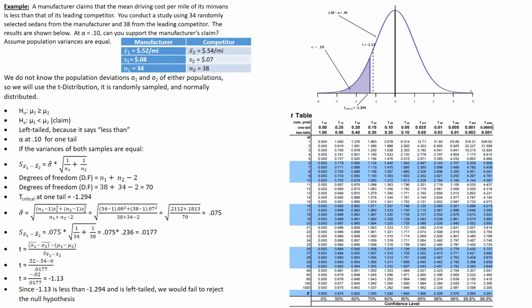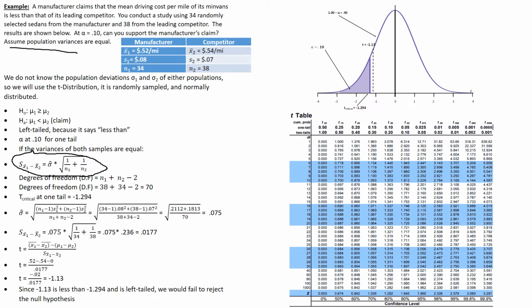A manufacturer claims that mean driving costs with minivans is less than its leading competitor. You randomly select 34 minivans from the manufacturer, 38 from the leading competitor. Results are shown below. At alpha 0.10, can you support the manufacturer's claim? Assume the population variances are equal. So just like before, we are going to assume population variances are equal, which means we have to do the two-step formula to find our combined deviations.